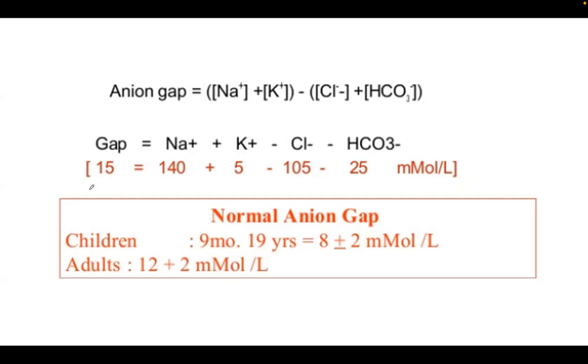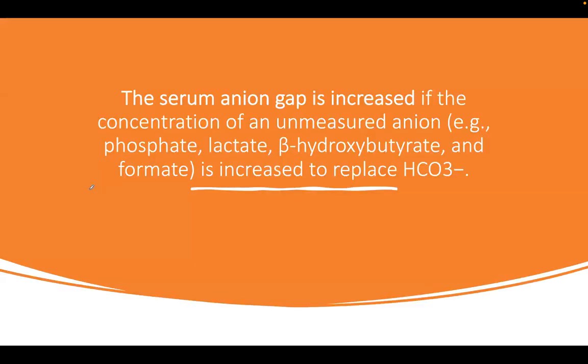Now, what will most likely come out in the boards are the conditions that cause a wide anion gap. So what is the physiologic concept behind an increased serum anion gap? The serum anion gap is increased if the concentration of an unmeasured anion is increased to replace bicarbonate.